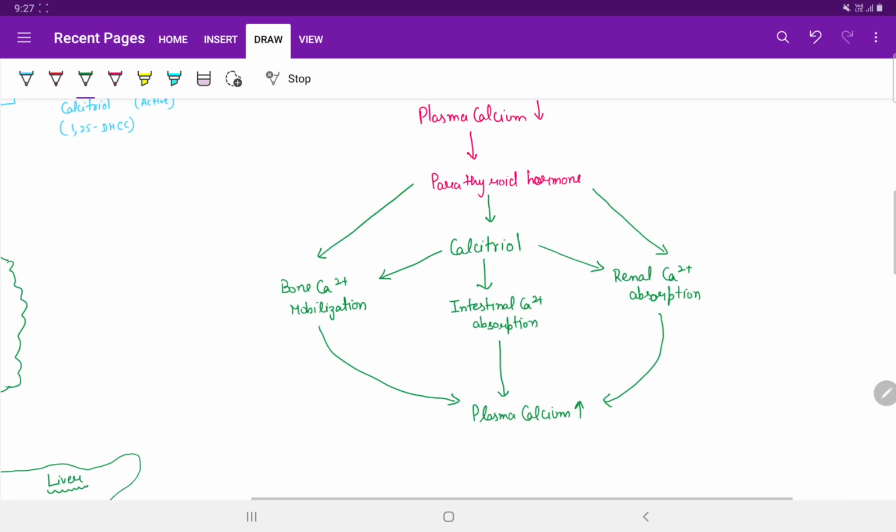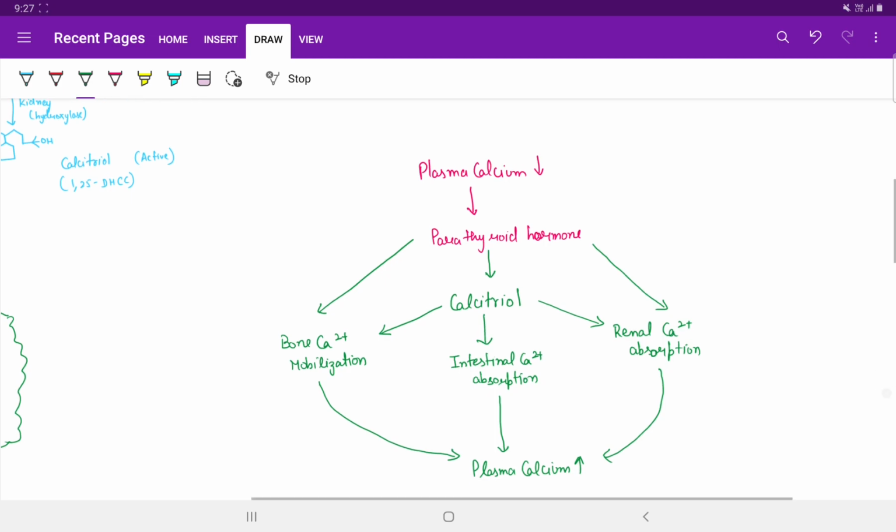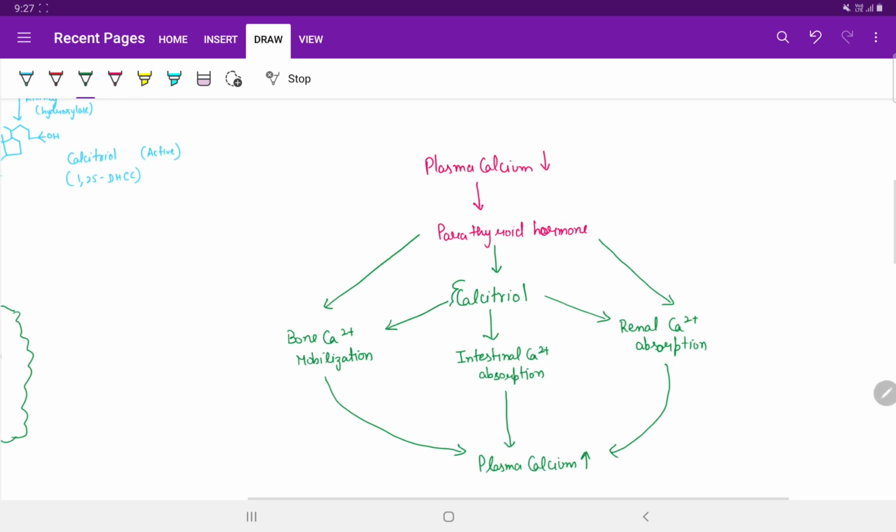So this is the summary of the calcitriol, that is the active form of vitamin D. Vitamin D is a hormone and not just a vitamin, because it's basically synthesized in skin in presence of the UV lights, and its biologically active form calcitriol is produced in the kidney. So it's basically a hormone rather than a simple vitamin.